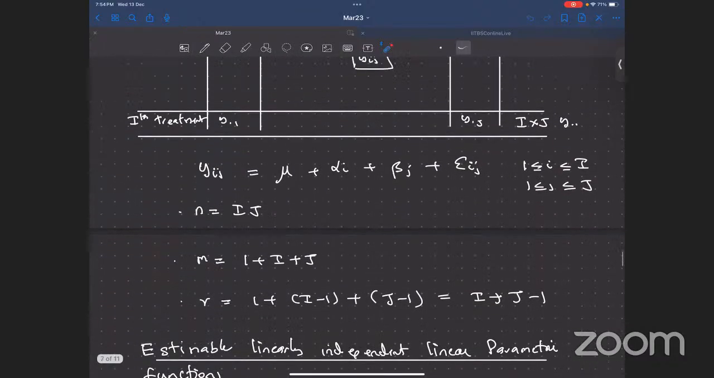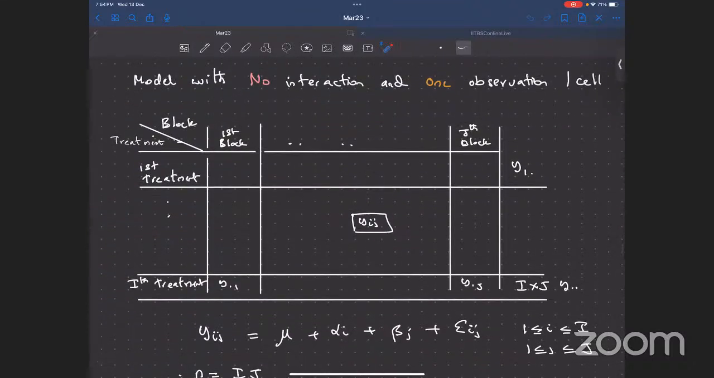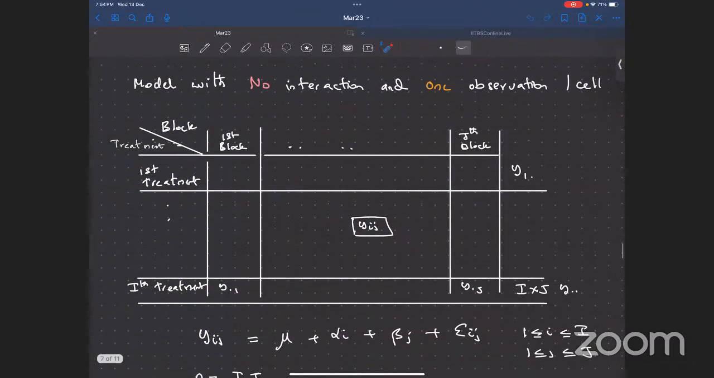I had just done it as, I said, I have treatments, I have blocks, and this is what I'm doing. The way I motivated it last time was that I have some number of treatments. I think of each block as some agricultural land, and I put the treatments in each block, and I check if all these blocks behave the same way in terms of some land quality, and I see if there's any difference in the treatments.